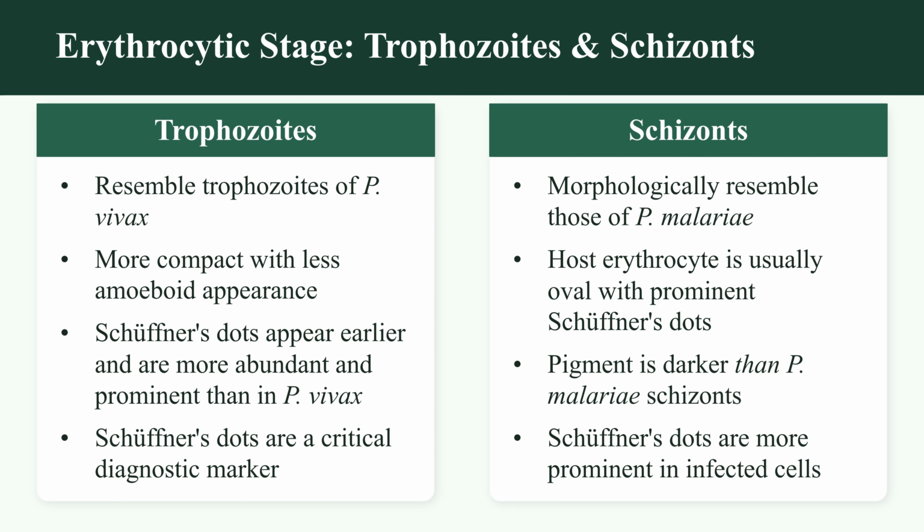are a critical diagnostic marker for the Plasmodium ovale, and the schizonts morphologically resemble those of the Plasmodium malariae, and the host erythrocyte is usually oval with prominent Schüffner's dots, and pigment is darker than the Plasmodium malariae schizonts, and Schüffner's dots are more prominent in the infected cell.